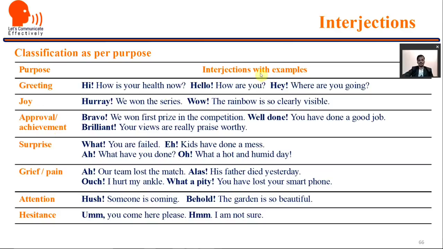So this is the classification of these interjections. Based on their purpose, they are divided into these types with examples I have given here. Greetings: hi, how is your health now? Hello, how are you? Hey, where are you going? For showing joy: hooray, wow. For approval or achievement: bravo, brilliant, well done. Surprise: what? Hey, ah, oh, what a hot and humid day. For grief and pain: ah, ouch, alas, what a pity.